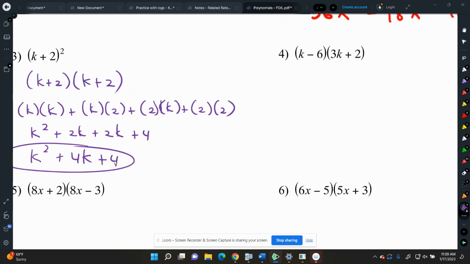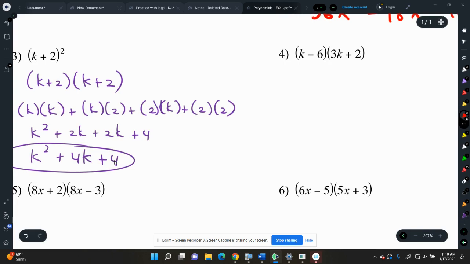All right. Ethan, you got number 4? Okay. Patrick, how about you do number 4 for us? I didn't do it the FOIL way. What did you do? I do the other way. Which is? Tell me what you did.